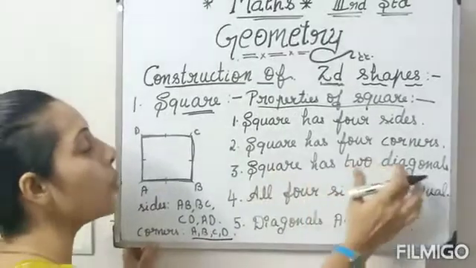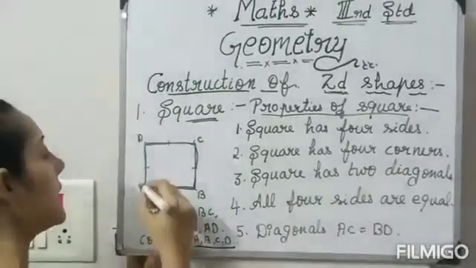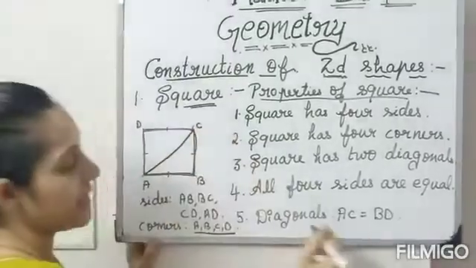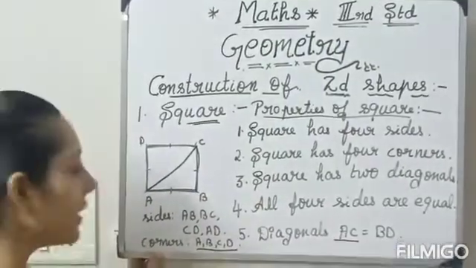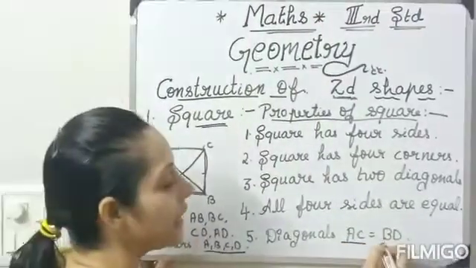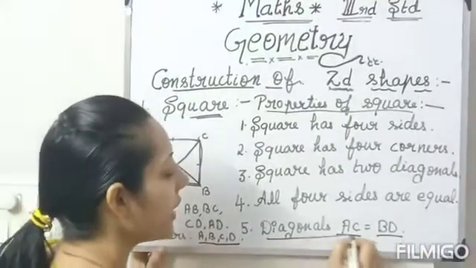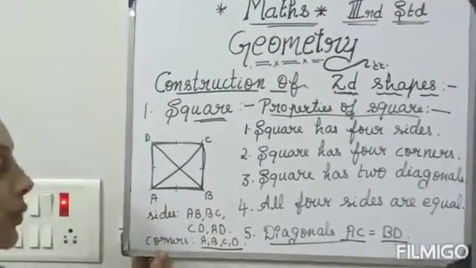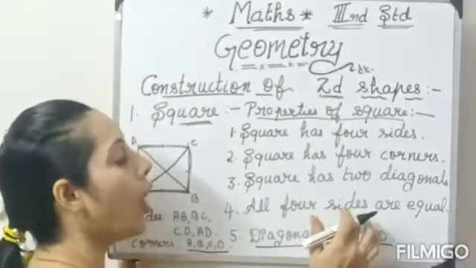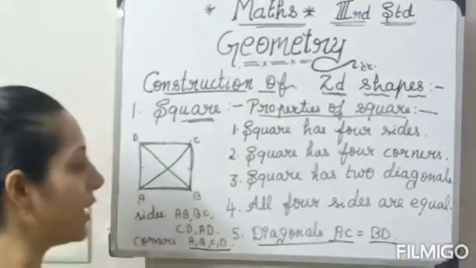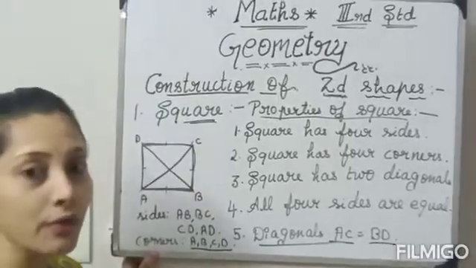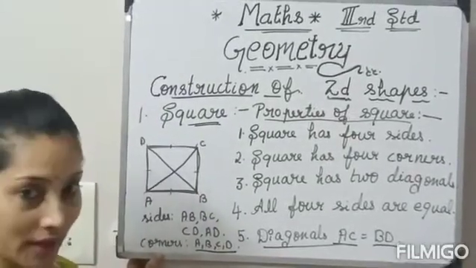A square has 2 diagonals. Where are the diagonals? See, this is our diagonal AC. And this is another diagonal BD. So what are our diagonals? AC is equal to BD. Why? Because in a square all 4 sides are equal.